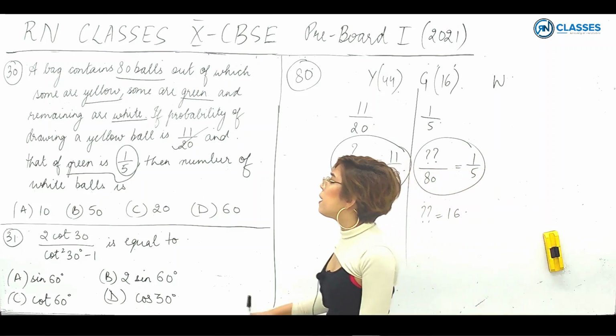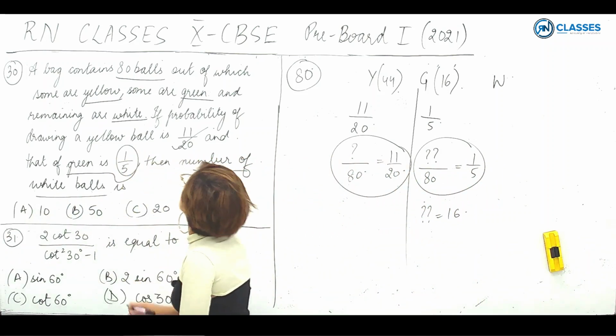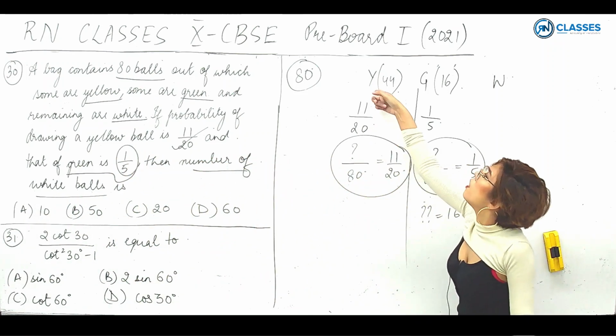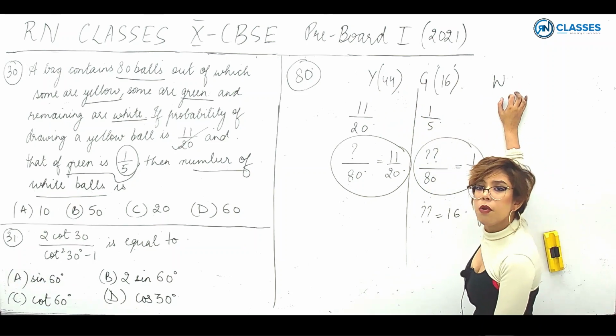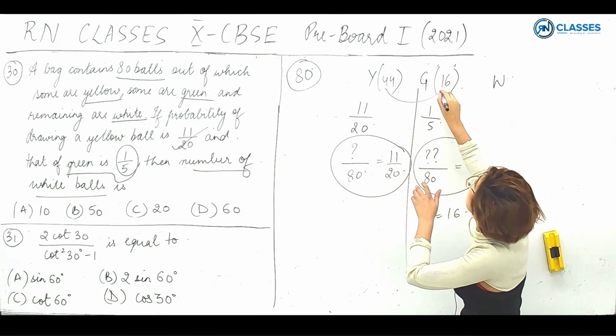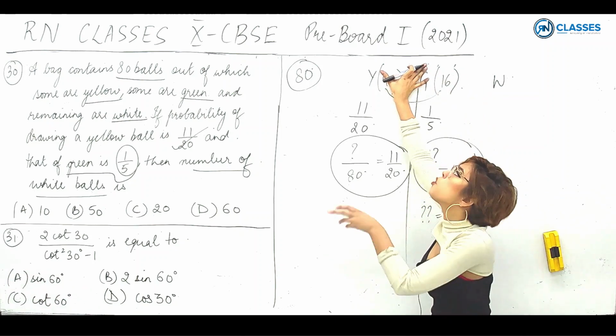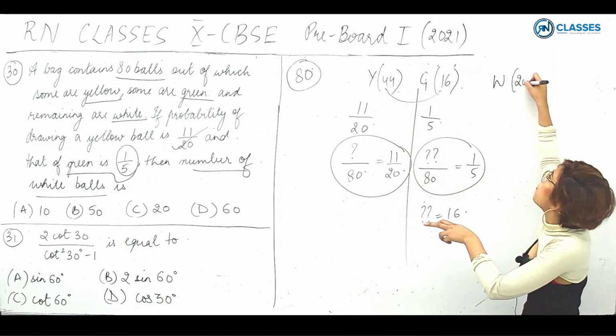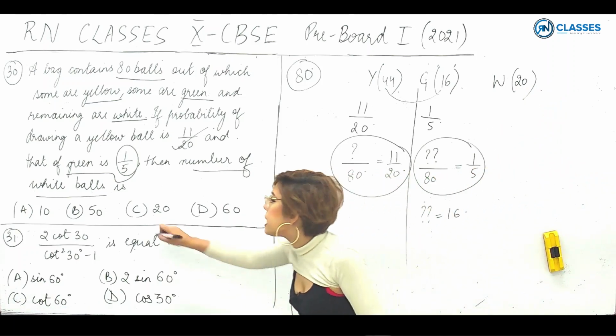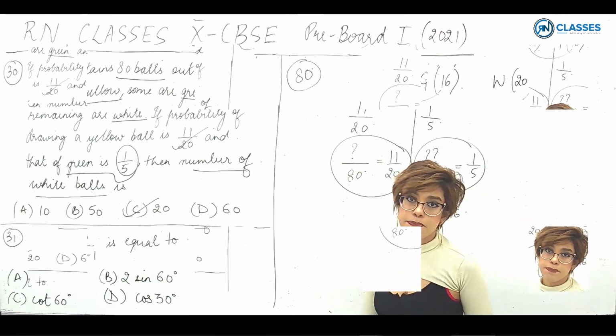Right? What do I need to find out? The number of white balls. Now, I know in the basket there are yellow balls, green balls, and remaining are white balls. So दोनों को combine करते हैं, so I will get 60. 60 balls have been accommodated here. That means 20 balls would be white. So option C would be the correct one.